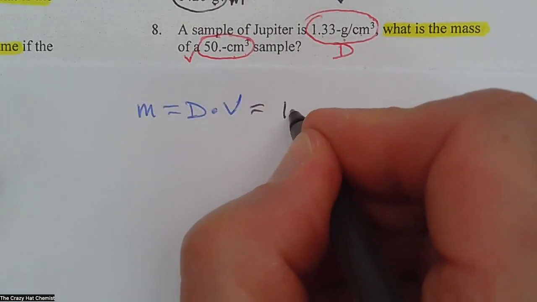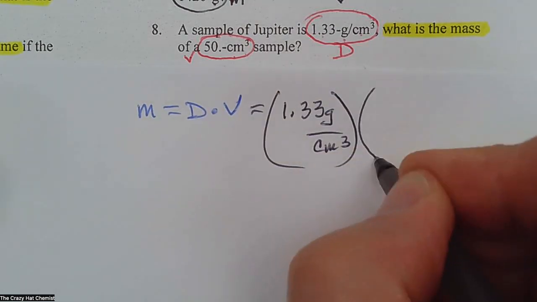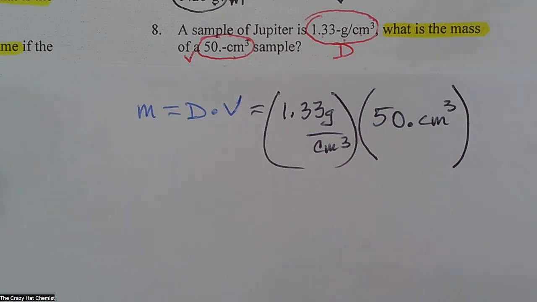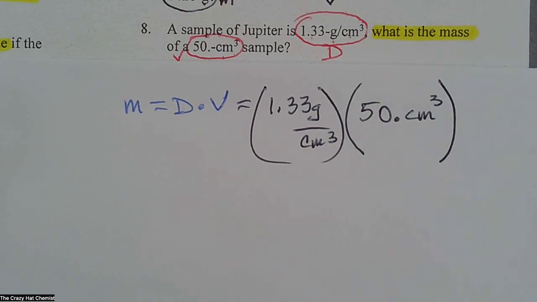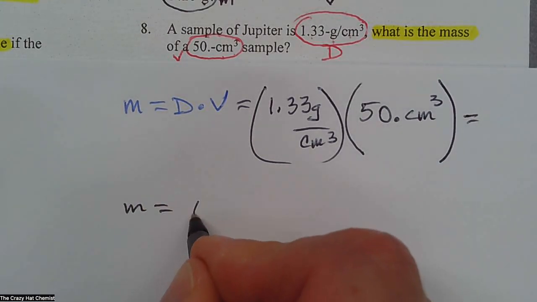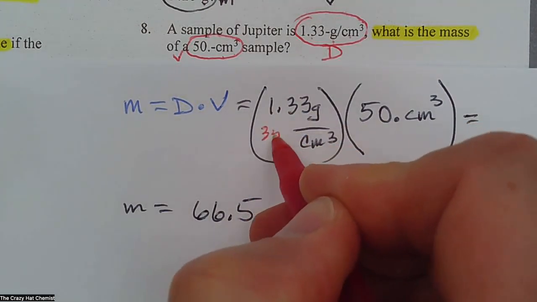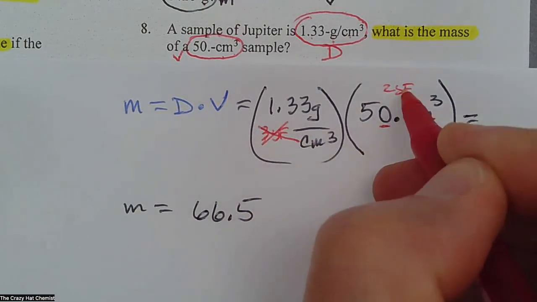So the density is 1.33 grams per cubic centimeter times the volume, which is 50, and there's a decimal at the end of that number, cubic centimeters. I'm going to plug this information into our calculator here, and that's 1.33 times 50 with a decimal, and I am going to get the following unrounded answer of 66.5. I'm going to look at these two numbers and their units, and I have 1, 2, 3 significant figures. And because of the decimal, this trailing zero counts, so that's 2 significant figures. The least number of significant figures is 2.